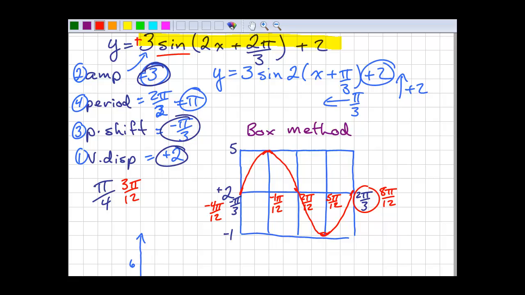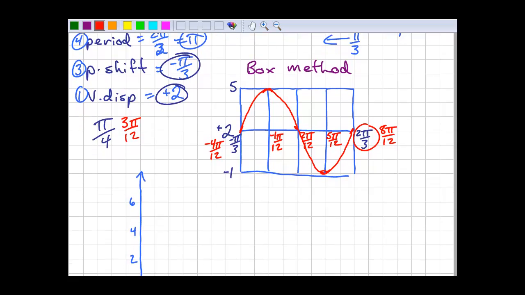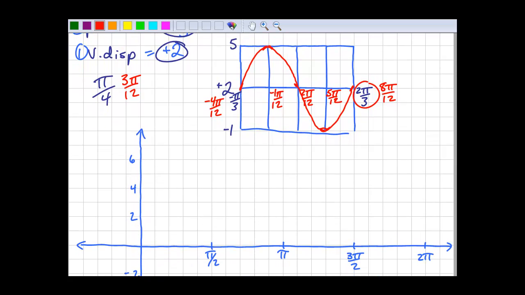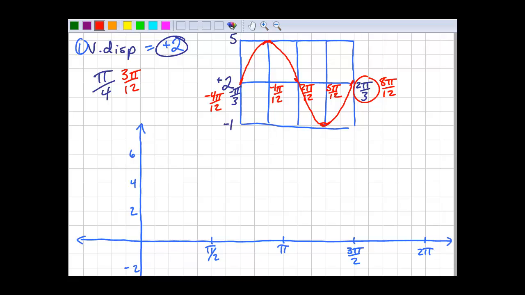Now, if I want 2 cycles of this, or if I want to go from 0 to 2 pi, I just need to draw myself an xy axis, which I've done ahead of time. I use the available space that I have on my graph paper. Ideally, I would do maybe 12 boxes to pi, but I only use 10 here.